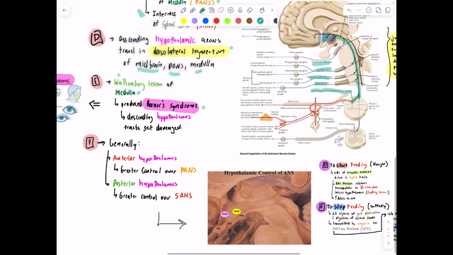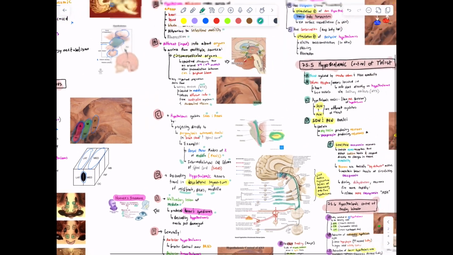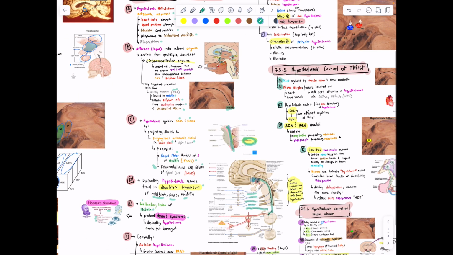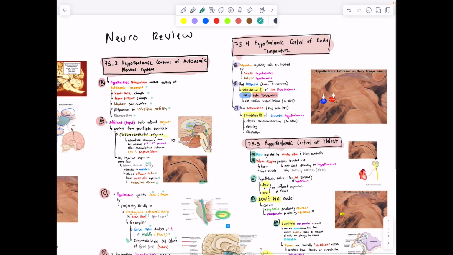But generally, if we were to try and break down the functions of the hypothalamus based on region, we would say that the anterior part for the autonomic nervous system is going to do PANS, and then the posterior part is going to do SANS. All right, so PANS in the front, SANS in the back. Not too bad. It's taking in organ information, and then it's outputting via the tegmentum. PANS in the front, SANS in the back. All right.